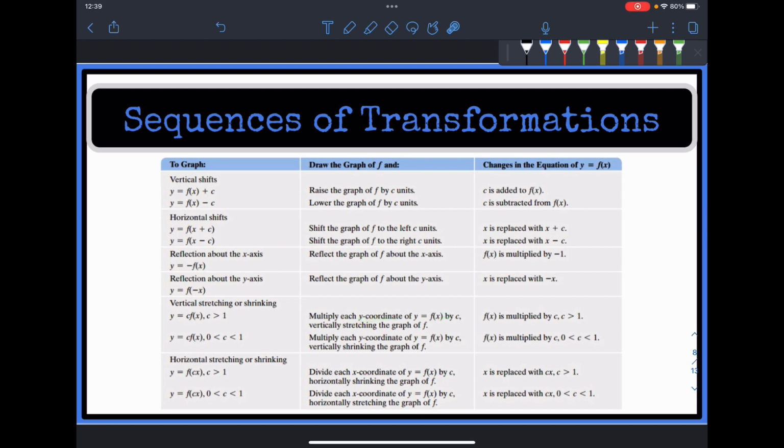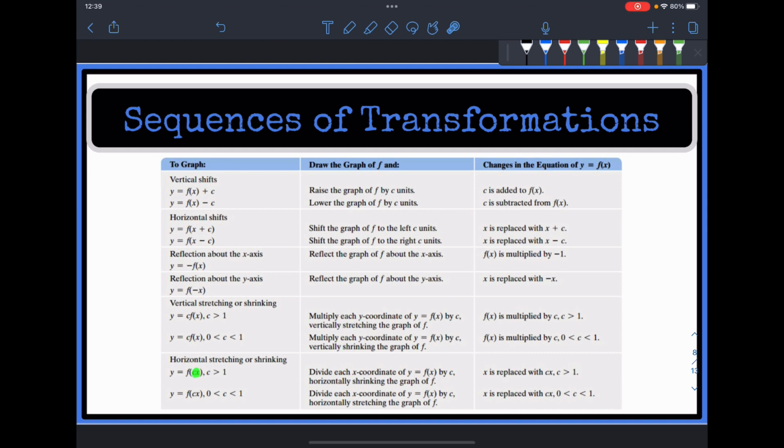And the same thing again with multiplying by a positive number less than 1. That's going to affect the y coordinates. Each y coordinate gets multiplied by that constant, and it's going to shrink them because we're multiplying by a number that is less than 1. And then the opposite occurs again with horizontal stretching or shrinking.